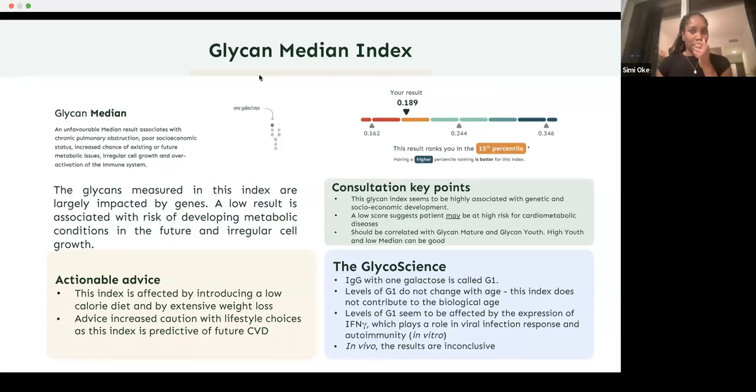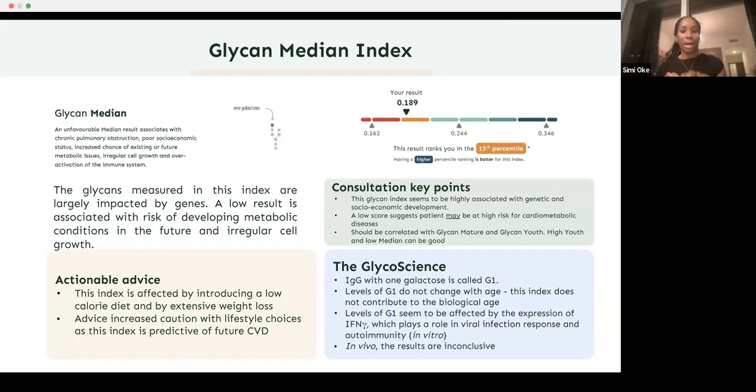And then we have the glycan median. Glycan median is an interesting one because it's almost bidirectional, and it's one of the glycans that you have to look at with the whole picture. So I would never recommend that you just look at the glycan median. I typically would say that you need to look at it in concert with the glycan mature and the glycan youth as well. The way I visualize glycan median in my head is like a seesaw. If you imagine glycan youth is on one side and glycan mature is on the other side, your glycan median sits literally in the middle.